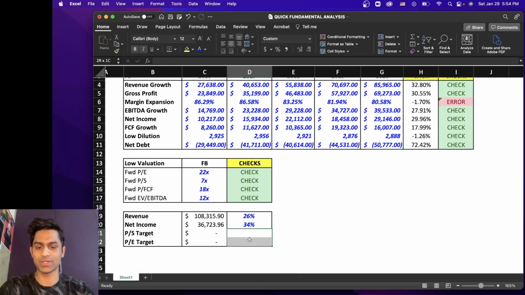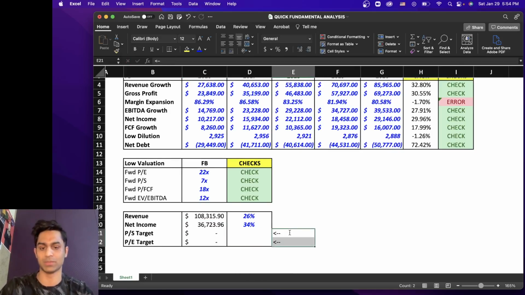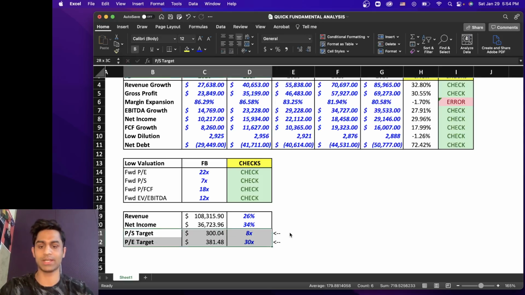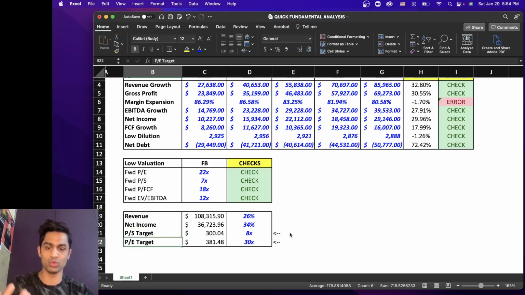And then all you got to do is assign multiples over here. So over here and on this column, you just have to assign these multiples. Price to sales, I think Facebook can demand about an 8 price to sales. And PE multiple, PE target, I think Facebook can arrive at least a 30 times multiple. So we get about a $300 target and a $381 target for Facebook from these two different models, price to sales and price to earnings.